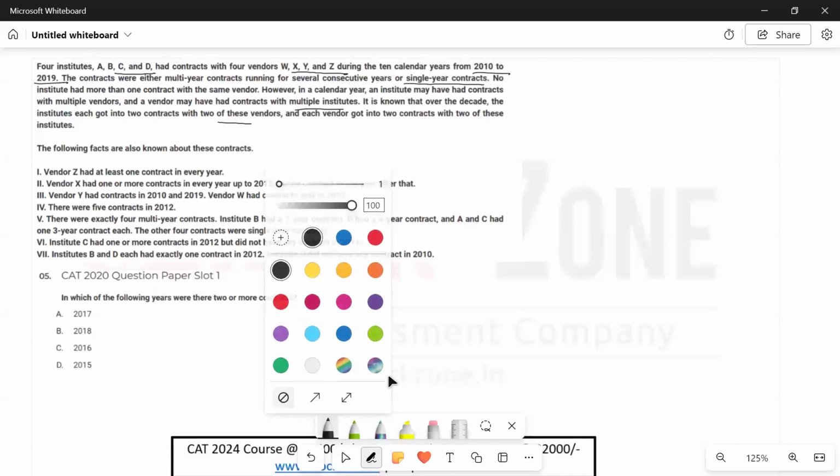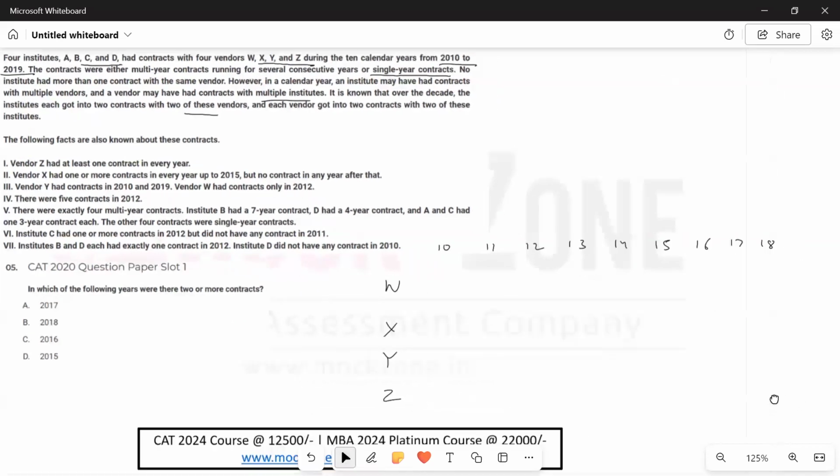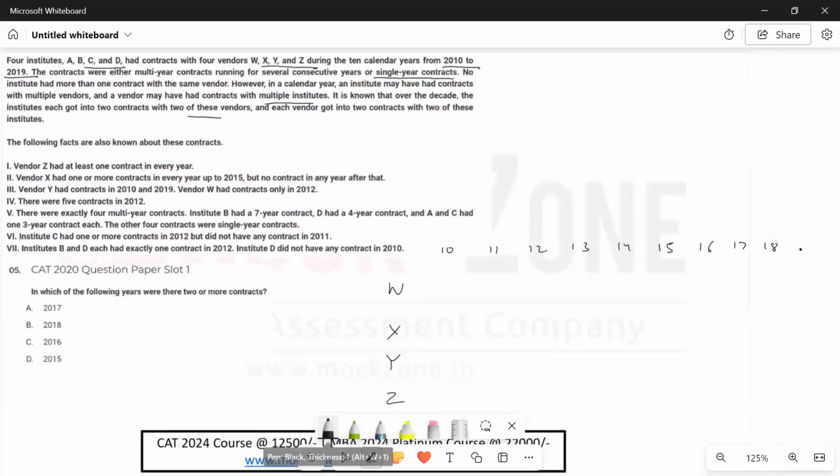तो हमारे पास इंफॉर्मेशन क्या है? हमारे पास चार वेंडर्स हैं, डब्ल्यू, एक्स, वाई एंड जेड. ठीक है. एंड वी हैव 10 years, 2010, 11, 12, 13, 14, 15, 16, 17, 18 एंड 19. ठीक है. ये हमारे पास इंफॉर्मेशन है. चार वेंडर्स हैं एंड वी हैव 10 years.